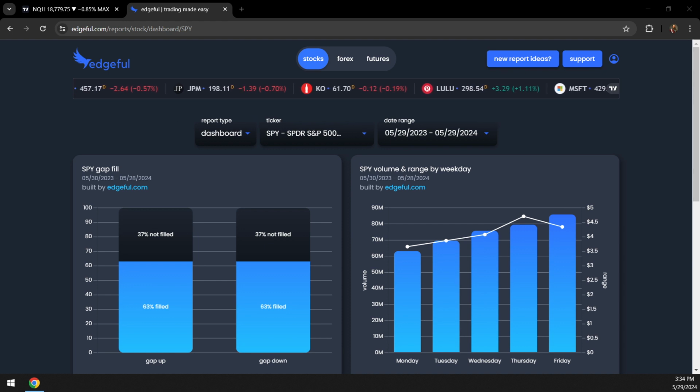I'll just start out. I'll go through some of the Edgeful platforms, some of the different stuff they have. I'll start out just by looking at some of the reports that I like to look at personally. And then if y'all have any other questions or any other reports that you want to see, I'll jump over to TradingView and show some of the indicators that go with those as well.